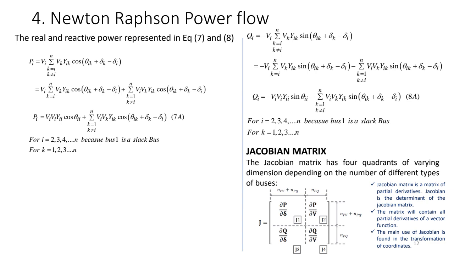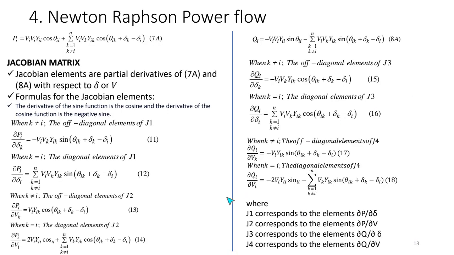This is slide number 12, 13 now. From the previous slide, we know our 7a is written here and 8a is written here. With the help of 7a and 8a, we are going to find the elements of the Jacobian matrix. The first element of the Jacobian matrix, J1, means we take the partial derivative of equation 7a with respect to delta k, so the partial derivative of Pi with respect to delta k.